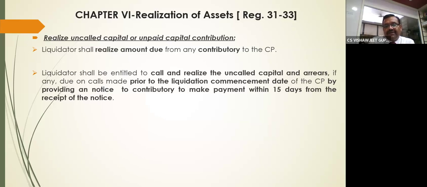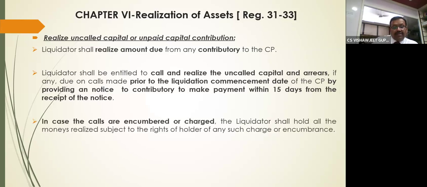So if the company is having uncalled capital or arrears, then the liquidator shall be entitled to call and realize that uncalled capital and arrears, if any, dues on calls made prior to the liquidation commencement date of the CP, by providing a notice to the contributor. He will give a notice to the contributor to make the payment within 15 days from the receipt of notice. And if calls are encumbered or charged, meaning there is any lien on the calls, then the liquidator shall hold all the monies realized subject to the right of the holder of any such charge or encumbrance.